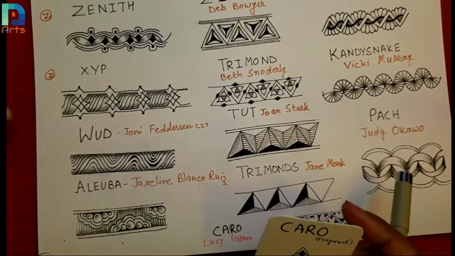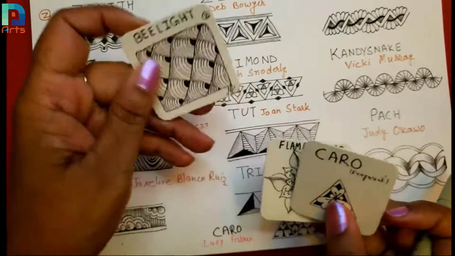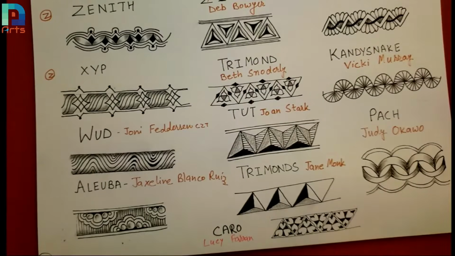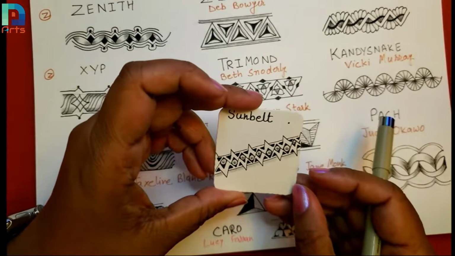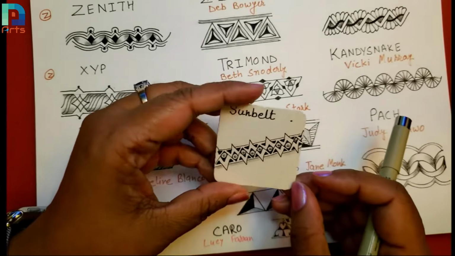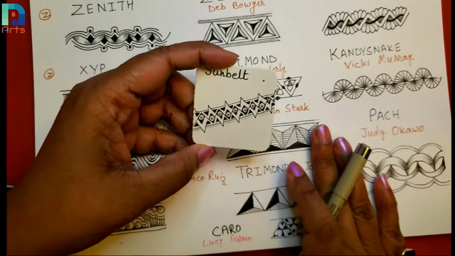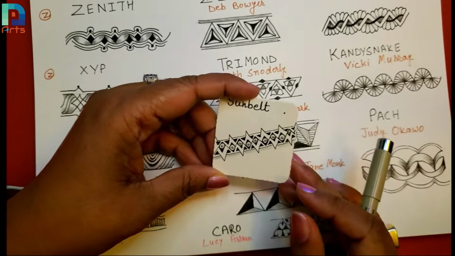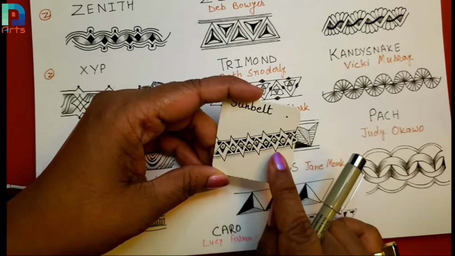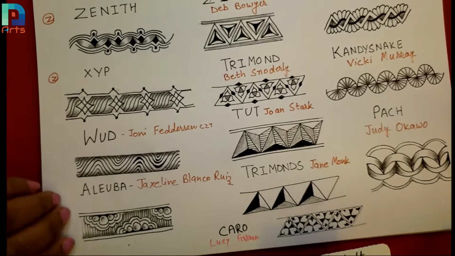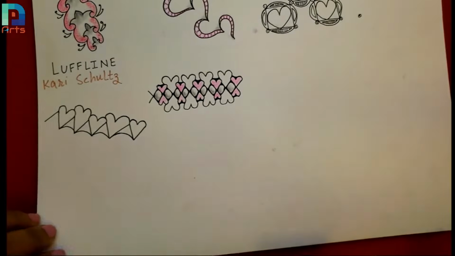So we are done with 3 tangles. Beelight day 1, Flame Flower day 2, Caro day 3. And as you know, this is the Tangle Marathon, so we'll try to do as many as we can. Now the 4th day is the Sunbelt Tangle. And as you can see, we can add this tangle either in this frame and border or in the ribbon and the band. I would love to put it into the ribbon and the band as the edges are going little out. So in the ribbon and the band category, that should be the next one.